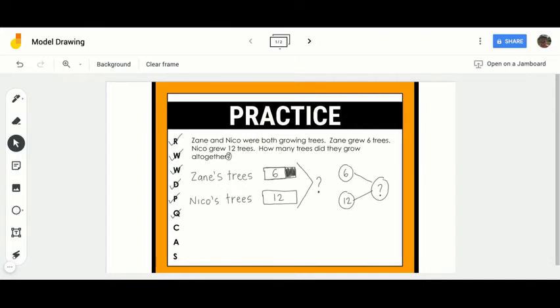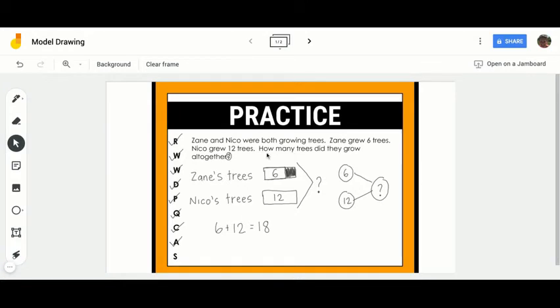So if I'm adding together my 2 parts, my computation is going to be 6 plus 12 equals, and now what is my answer for 6 plus 12? Well, it's 18. So now I have my answer, but I'm not done yet because I still need to do my sentence.